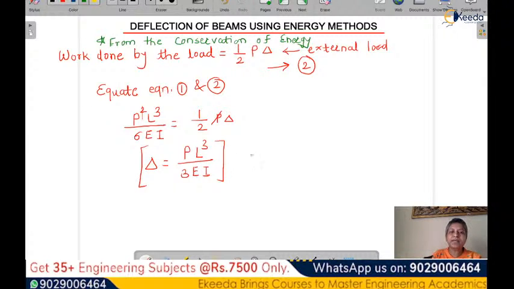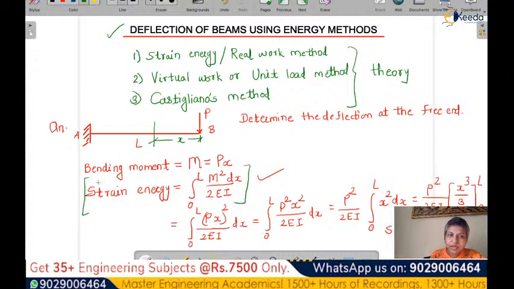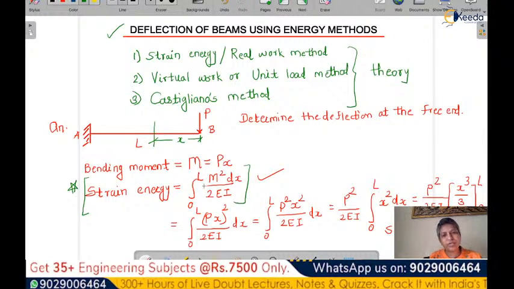So wasn't it easy, right? What is it that you are expected to remember? You have to remember the basic formula for strain energy. For any problem, the problem may be different, so you have to find out the moment. Once you calculate the moment, simply use the integration, substitute it here, and then use the limits, and you will arrive at the strain energy.